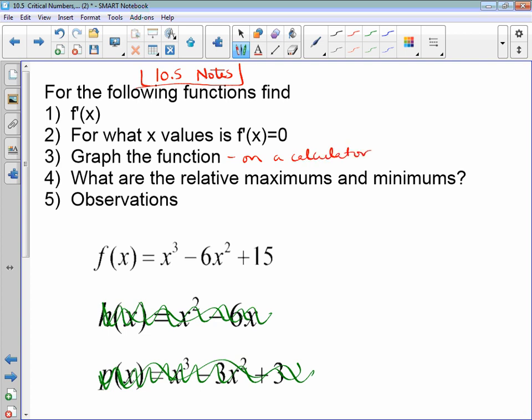Yes, so I'm only making you do the first one, only doing this for f of x. You have to find the derivative of x, where the derivative is equal to 0, graph your function, that's the original function, f of x, and find your relative maxes and mins, and then what do you see? Do you see any connection between anything? So this is sort of your exploration into what the first derivative can tell you.